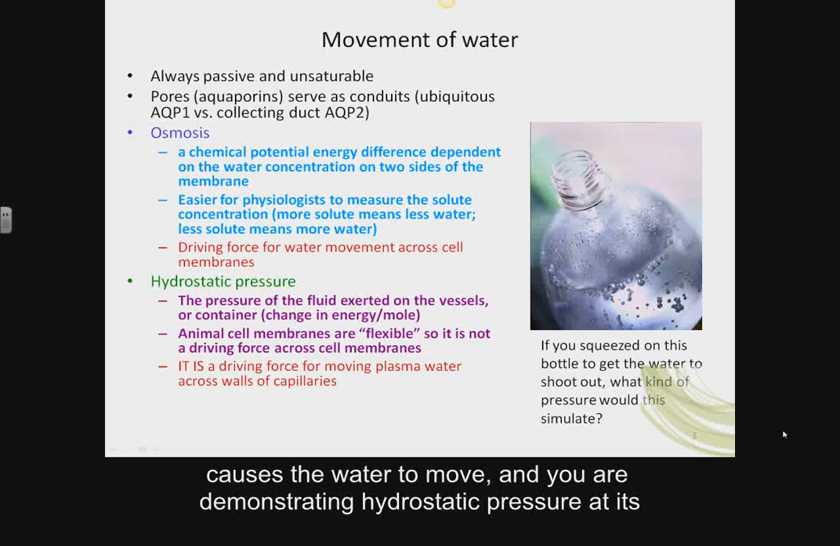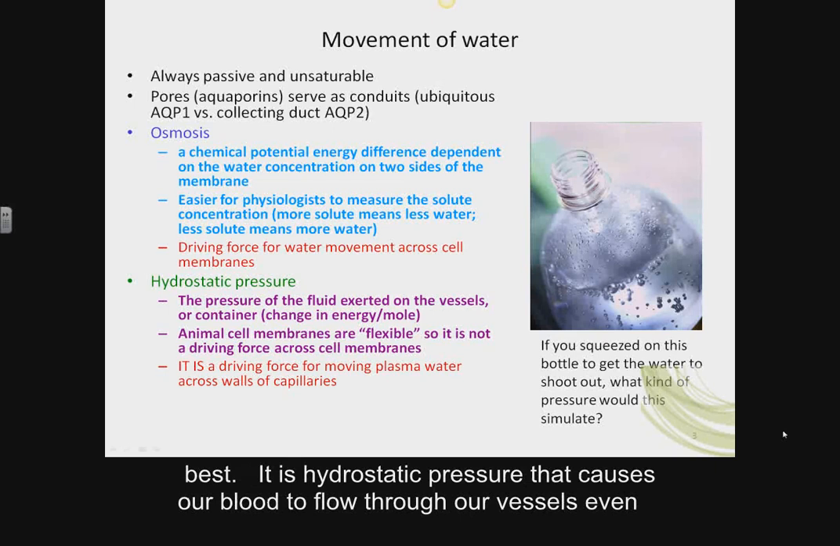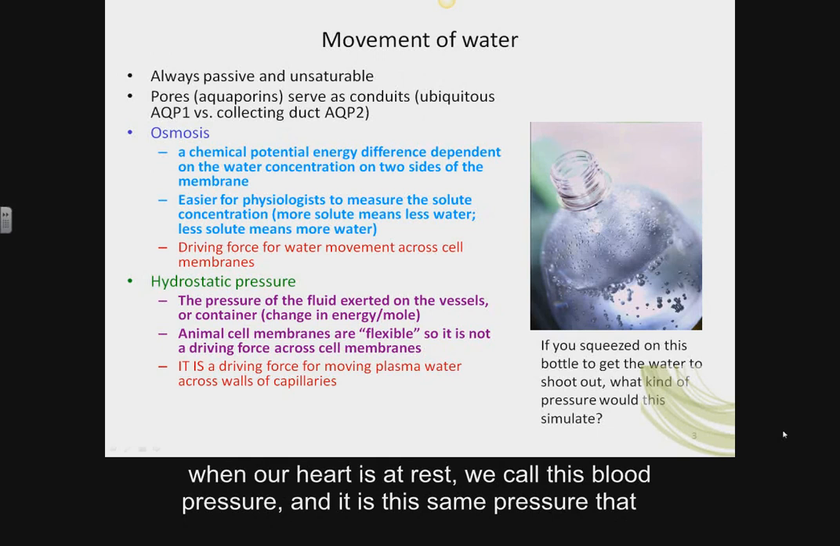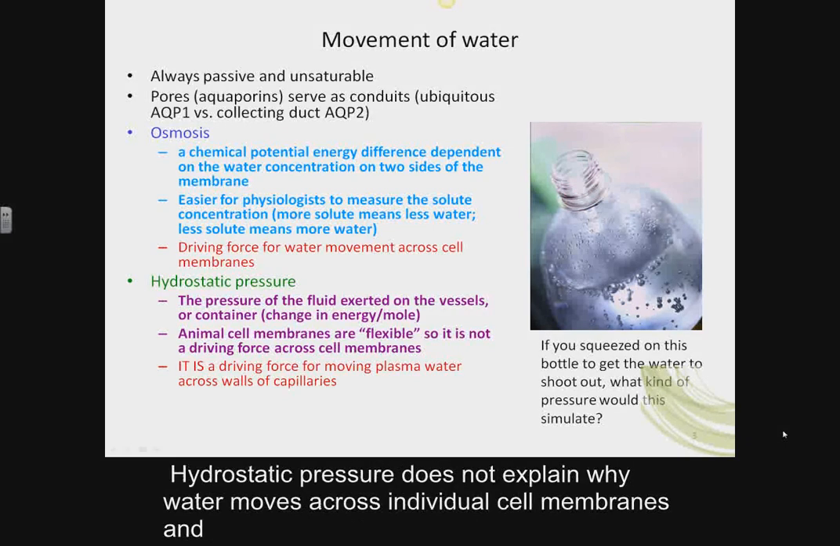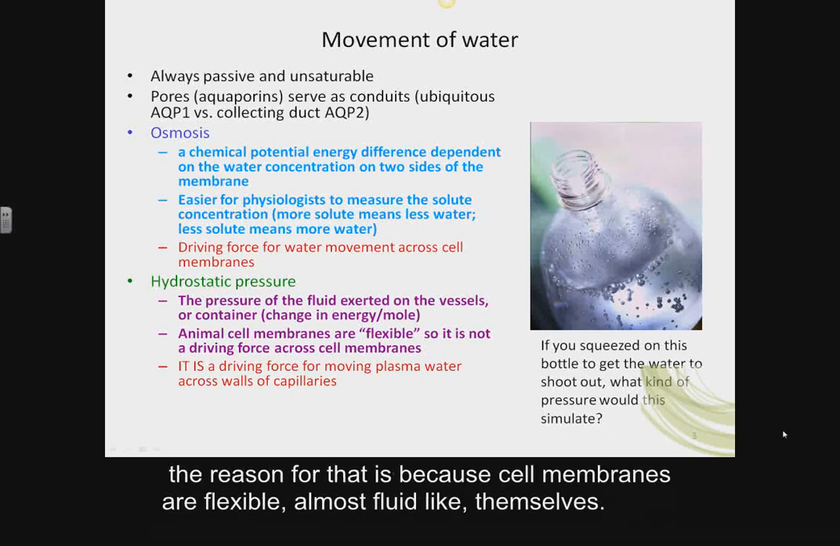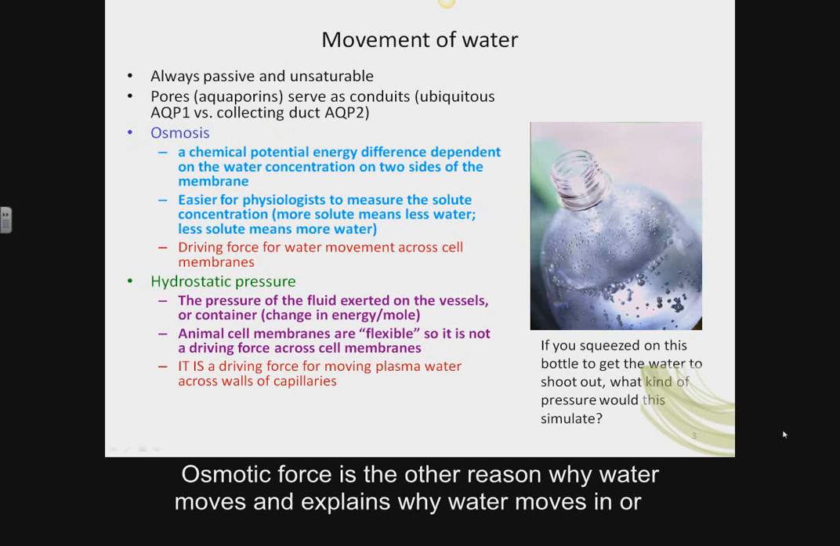It is hydrostatic pressure that causes our blood to flow through our vessels, even when our heart is at rest. We call this blood pressure, and it is the same pressure that causes plasma fluid to filter out of a capillary bed and become interstitial fluid. Hydrostatic pressure does not explain why water moves across individual cell membranes, and the reason for that is because cell membranes are flexible, almost fluid-like themselves. Osmotic force is the other reason why water moves, and explains why water moves in or out of individual cells.